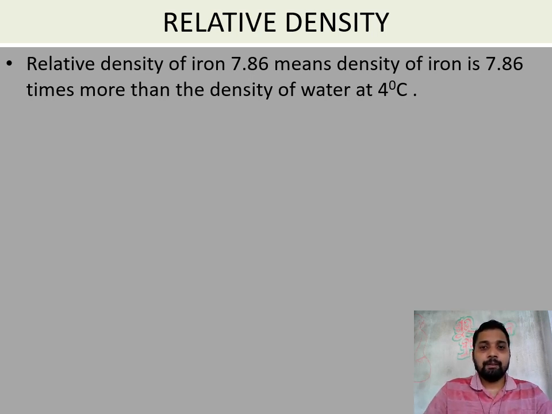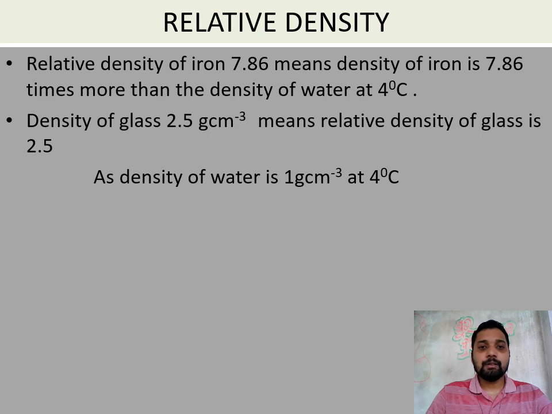Next one, if we take another example here. If relative density is given, how to find density? Look, if it is given to us that the density of glass is 2.5 gram per cm cube, this is the density. We have to find relative density. Then what will we do? Density of water is 1 gram per cm cube, density of glass 2.5 gram per cm cube. So 2.5 by 1, equal to how much? We got relative density 2.5. Means relative density is equal to density of a substance by density of water at 4 degrees Celsius.